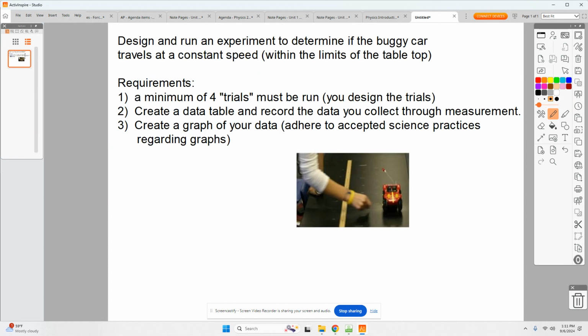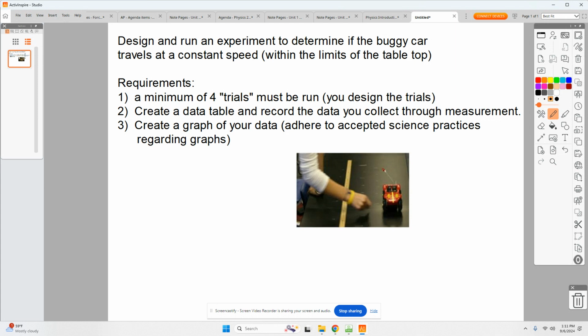I'm going to ask you to design an experiment. I'm not going to tell you what to do. I'm going to ask you to design and run an experiment to determine if the buggy car travels at a constant speed. I have buggy cars right behind Xavier, a variety of them. Some of them have dead batteries, some of them are fine. You have to find one, so I'm going to have people do this. You don't go and get these things on your own, one at a time.